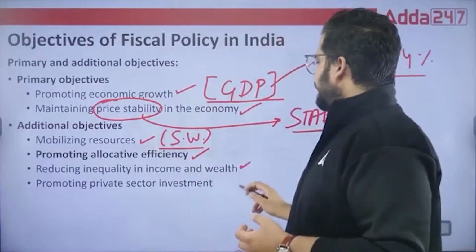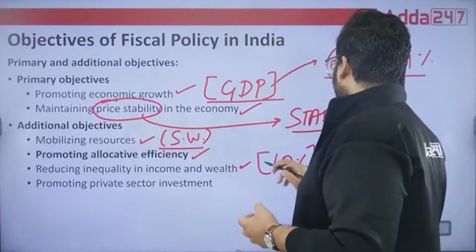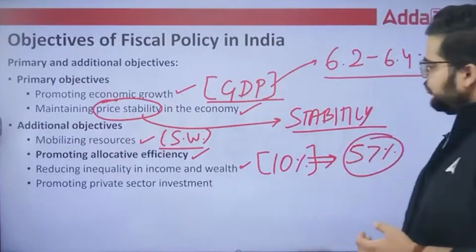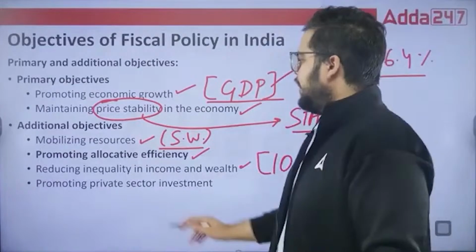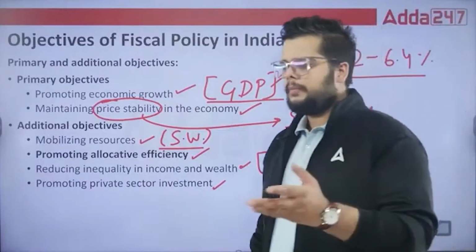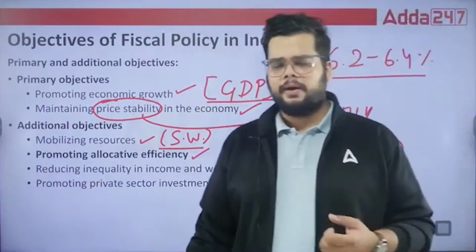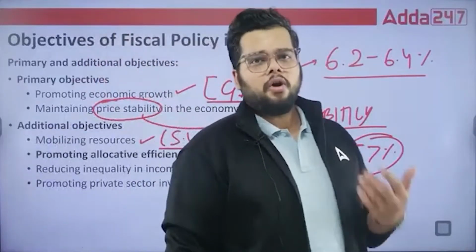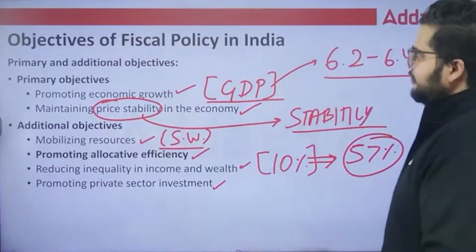Reducing inequality in income and wealth, again social welfare. The data states that 10% of our population holds 57% of the entire nation's wealth. So this inequality must be curbed by the fiscal policy. Promoting private sector investment is also an objective under the fiscal policy. How will the government promote the private sector investment? Via liberalization. In 1991, everybody knows that the economic reforms happened, and ultimately it led to liberalized laws so that the foreign investors can directly invest in our country. So overall, these are the objectives of fiscal policy.